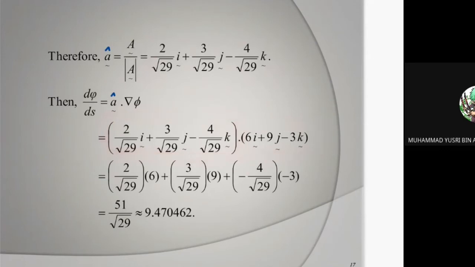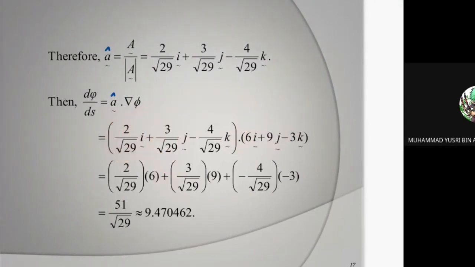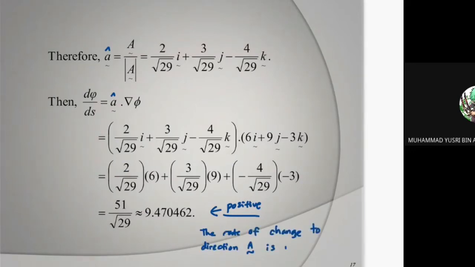Dot product means you have to multiply the first component with the first component, plus the second component times the second component, plus the third component times the third component. Simplify this, you will get 51 over square root 29, equal to 9.47. You can see that this is a positive value. So the rate of change in direction A is increasing. So you can conclude that the rate of change in direction A is increasing.